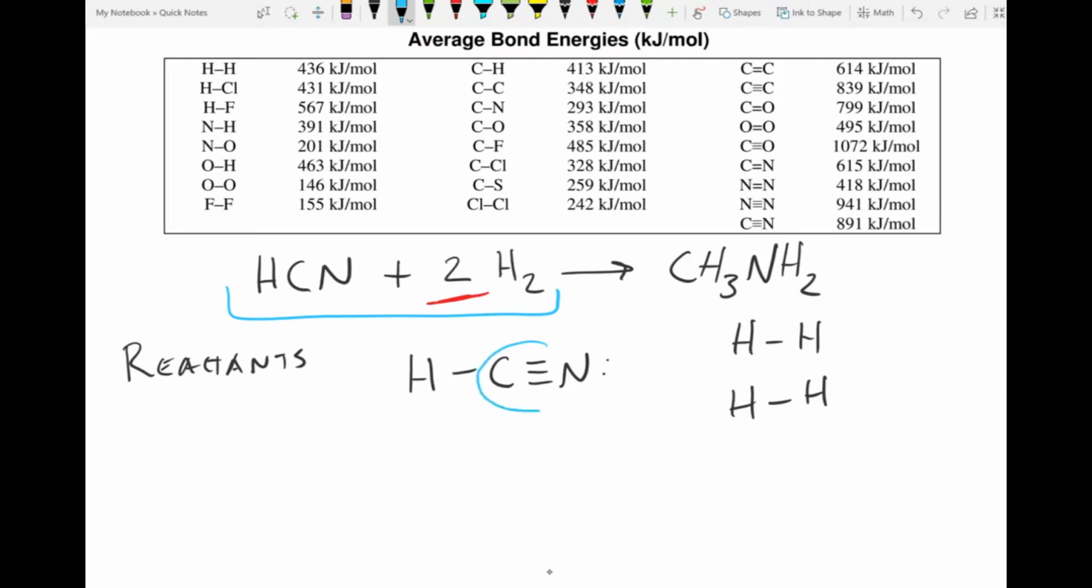So here I see a carbon triple bonded to a nitrogen. I would go to the table, I would find it, and I would see it here. I'm circling it in blue so you can follow along. That's so you can find it on the table. Carbon triple bonded to a nitrogen.